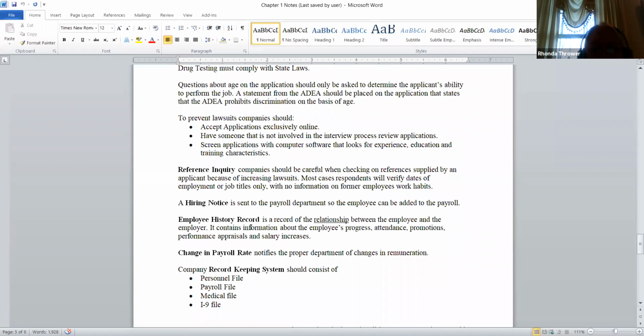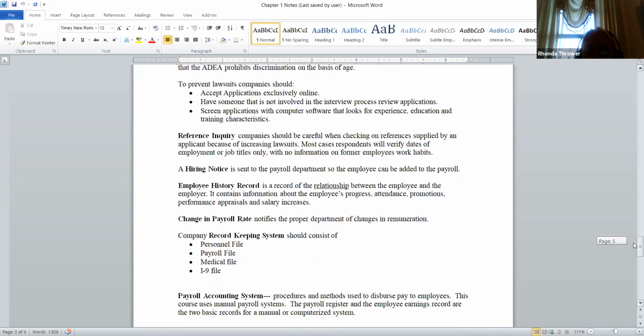The employee history record is a record of the relationship between the employee and the employer. It contains information about the employee's progress, their attendance, promotions, performance appraisals, and salary increases. These are records that we would have to maintain in the personnel department or the payroll department, an employee history record.